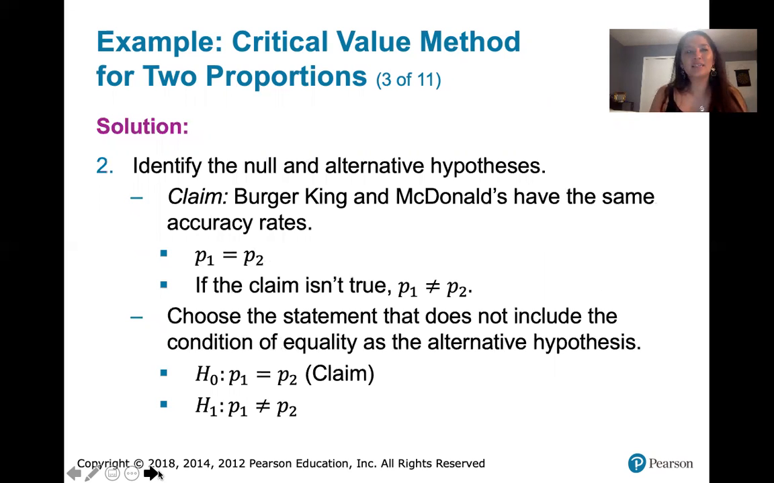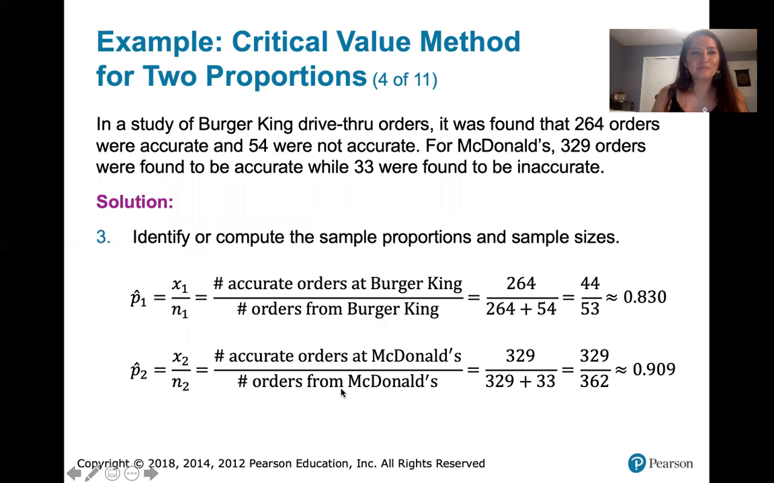Then the next thing we need to do is identify the null and alternative hypotheses. The claim was that Burger King and McDonald's have the same accuracy rates. So the claim is that the first proportion is equal to the second proportion. If that's not true, we would just write P1 is not equal to P2. The one that does not contain the condition of equality is the alternative hypothesis. So that means our alternative hypothesis is that P1 is not equal to P2. To get the null hypothesis, we just change that not equal to sign into an equal sign, and that happens to be the claim. The next thing we do is we compute P1 hat and P2 hat.